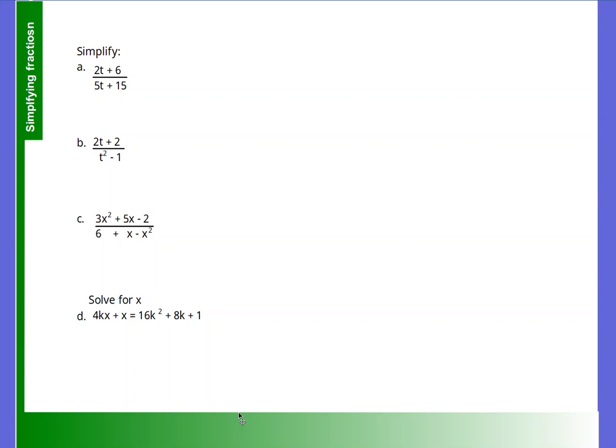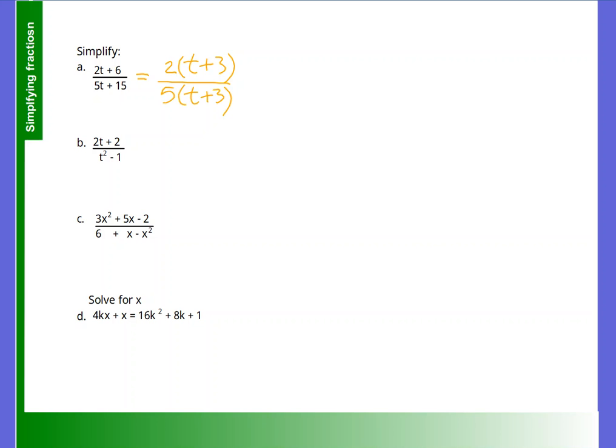Do I have a volunteer who factored the numerator to tell us what you got when you factored the numerator? All right, Axel? You can divide both by 2. Since 2 is common, you have 2 times t plus 3. Can I have someone who factored the denominator help us with this one? All right, Lainey? Well, because 5 goes into 5 and 15, so it'd be 5 times t plus 3.